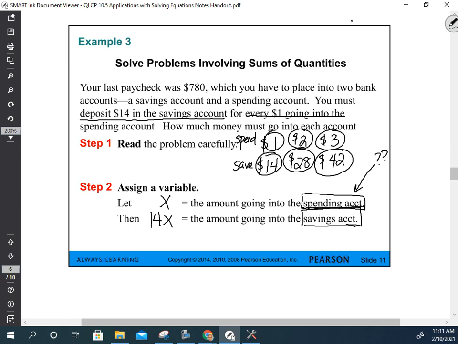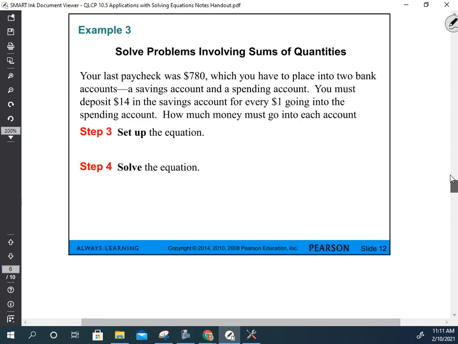So now we know what's going where. We know that spending is X, saving is 14X. So your whole paycheck is 780. So what's our equation? What equation could we set up?